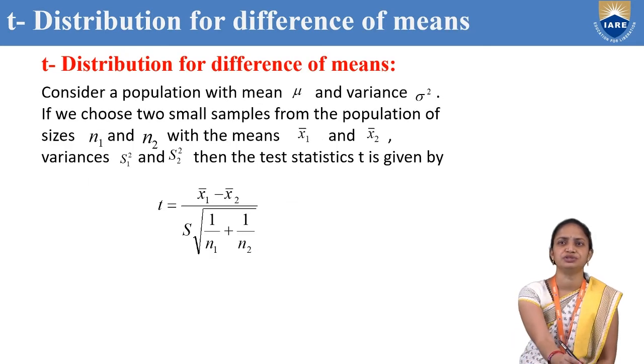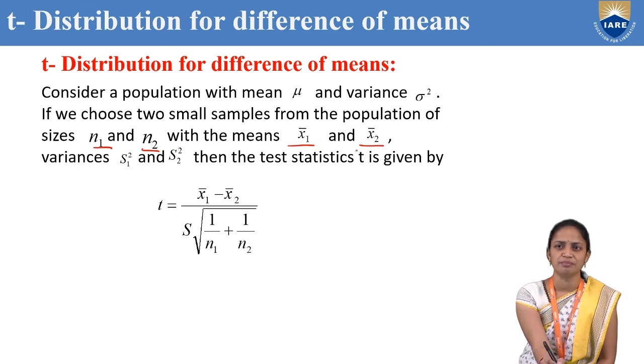Next one is t distribution for difference of means. Consider a population with mean mu and variance sigma square. If we choose two small samples from the population of sizes n1, n2 and with means x1 bar and x2 bar.